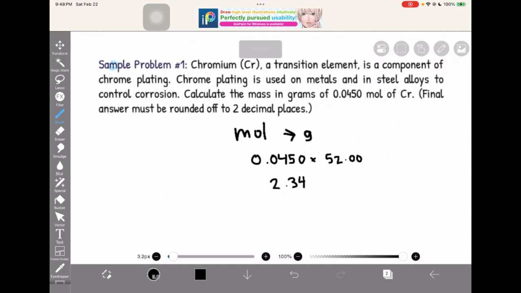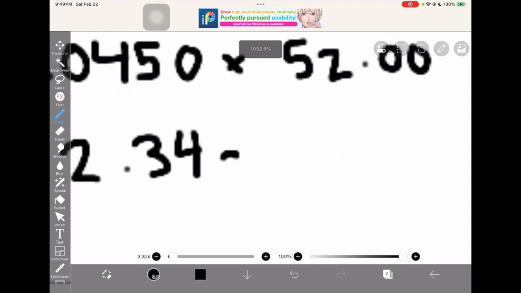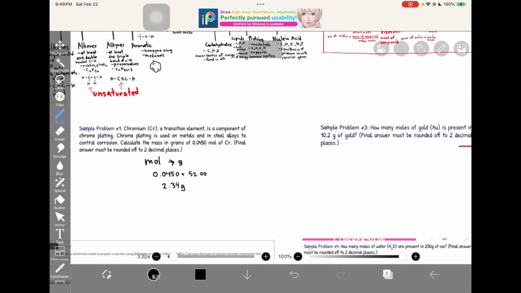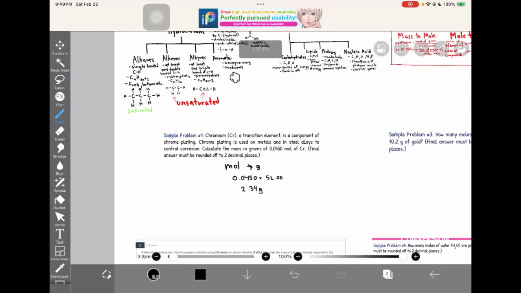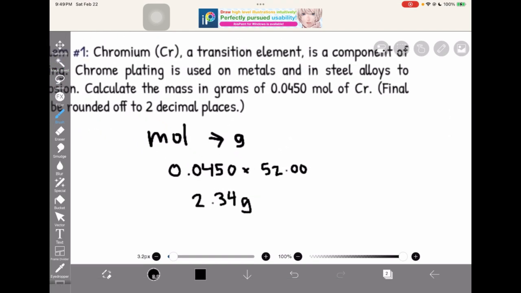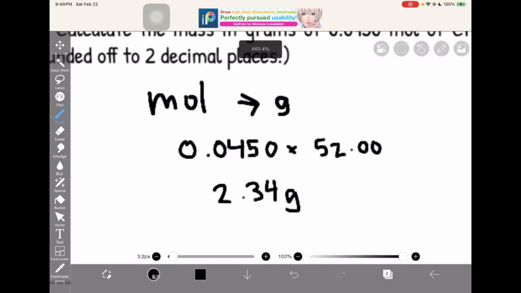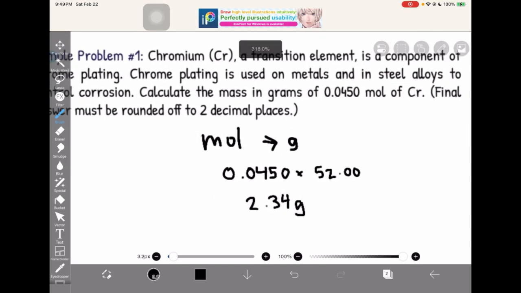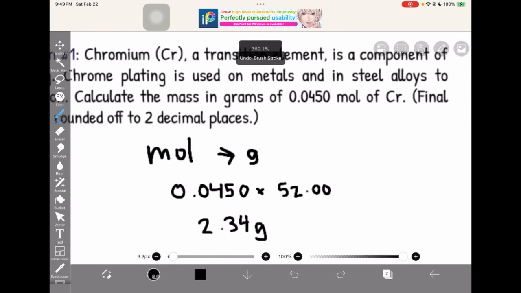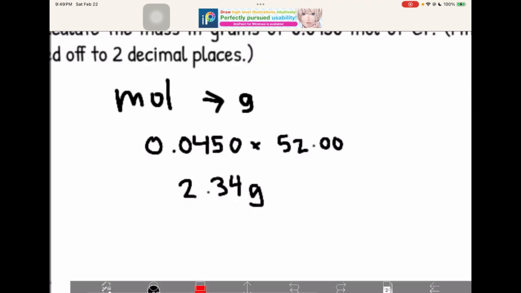And 2.34 grams. It's just going to be grams for this one because we're not converting anything yet. This is just an element. So therefore, we have 2.34 grams of chromium in 0.045 moles. So we can box out our answer.